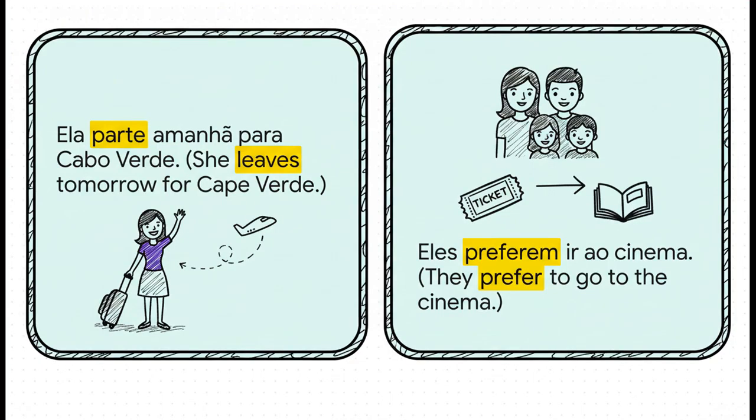Look at these two sentences. On the left, ela parte, which means she leaves, and on the right, eles preferem, for they prefer. See how the end of the verb changes? It's the exact same idea you've already learned. It all depends on who is doing the action.